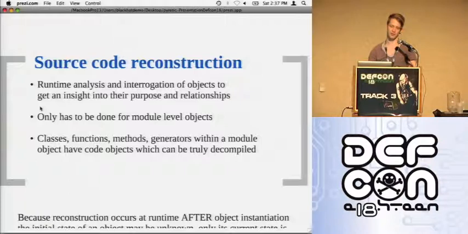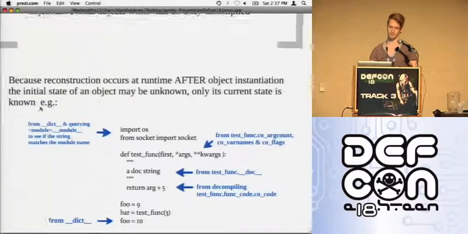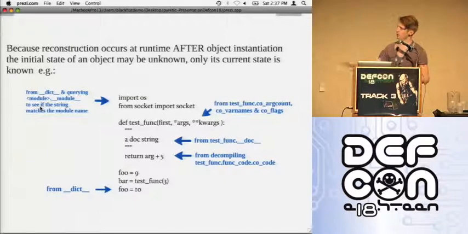If we're doing reconstruction at runtime, we need to query a lot of the objects. So we'll talk about, say, if this is the source code, these objects are obviously top level, so we need to use reconstruction on those, so we have to query a lot of the objects. This function actually has a co.code object, so we can just use standard decompilation there.